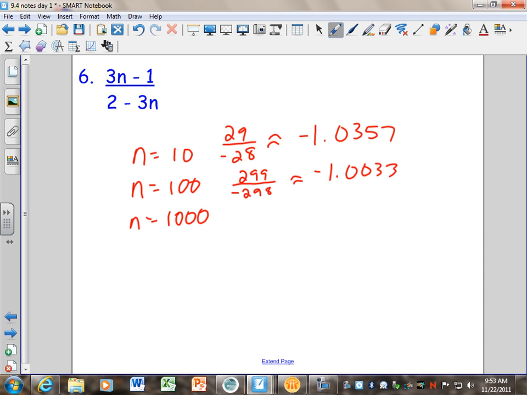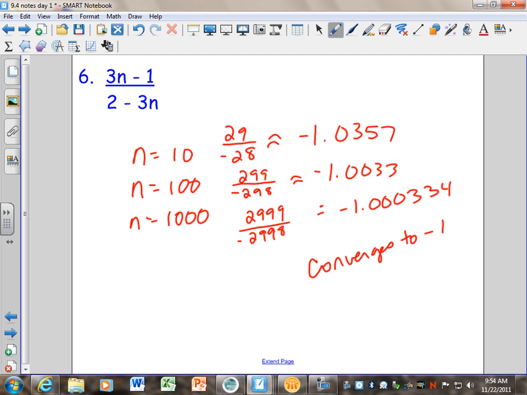If you plug in 1,000, 1,000 minus 1 would be 2,999, over negative 2,998, and I got negative 1.000334. And so it looks to me like as n is getting bigger, my number is getting closer and closer and closer to negative 1. So we would say that it converges to negative 1. Thinking about it in terms of n behavior, you could say as n goes to infinity, a sub n is going to negative 1.